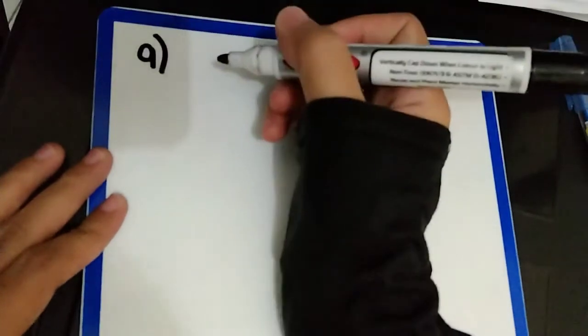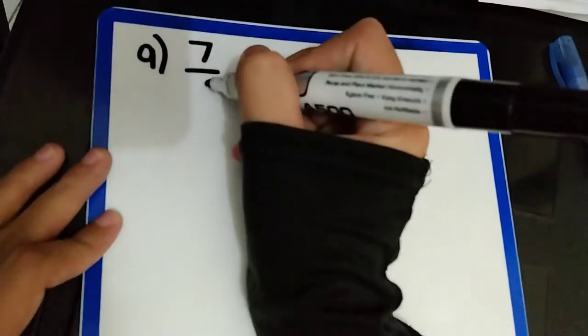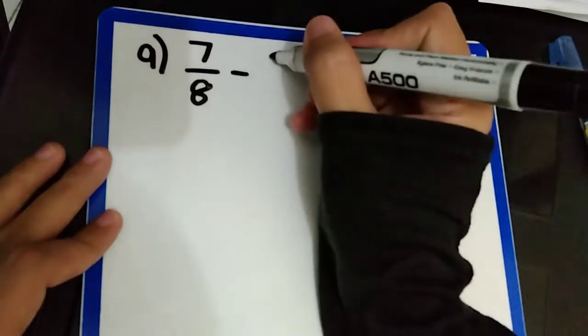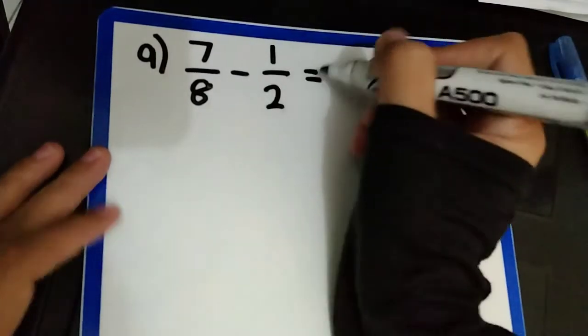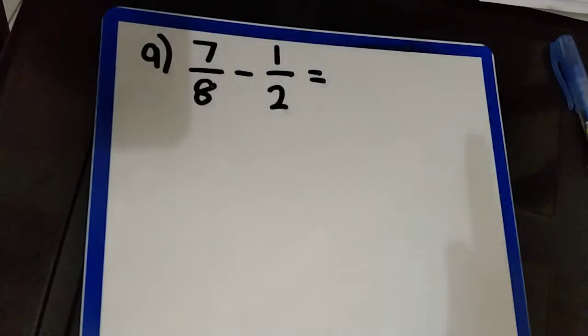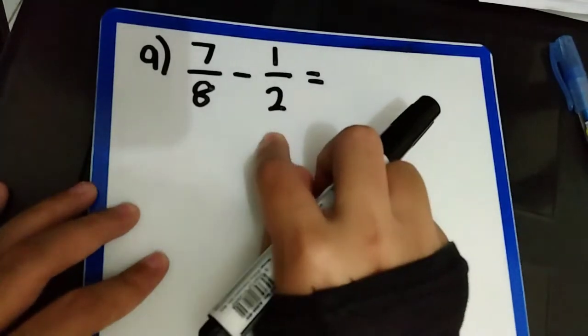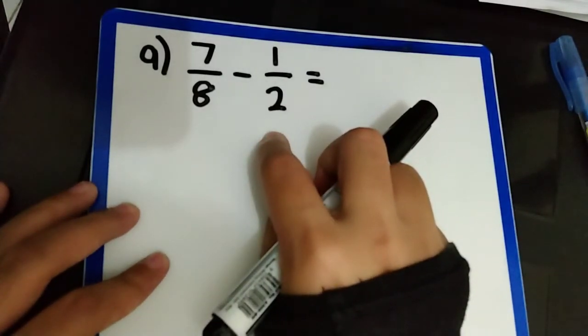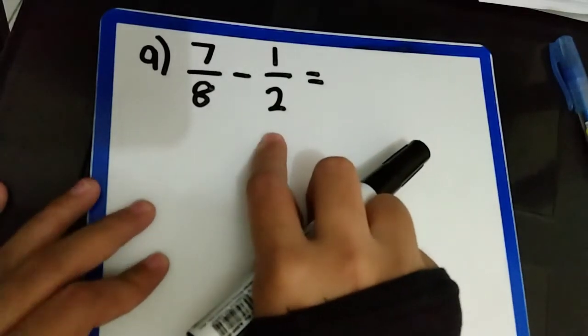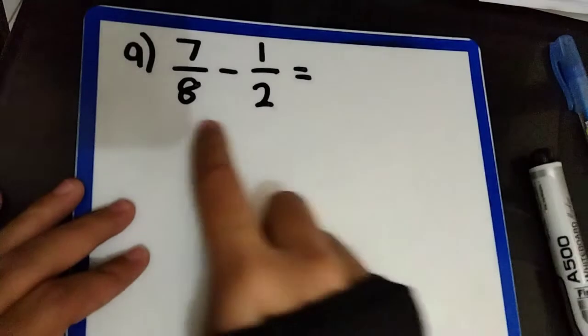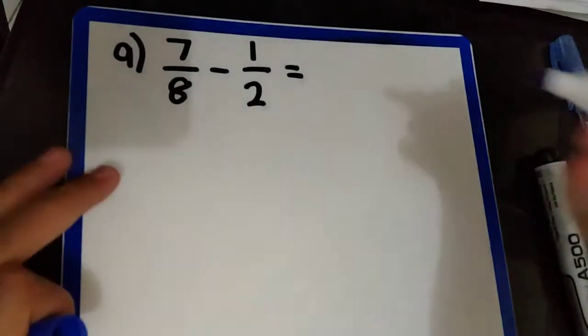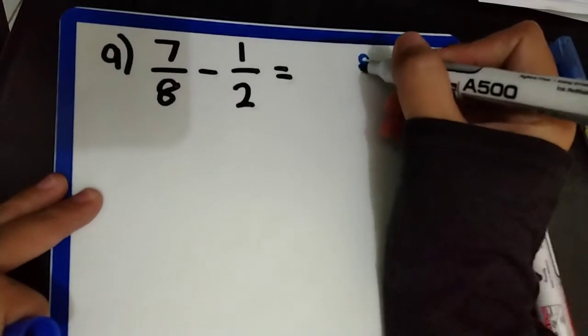Okay, so next we are going to learn subtraction of fractions with different denominators. For the first example, 7 over 8 minus 1 over 2 is equal to. For this question, look at the denominators 8 and 2. We are going to use the multiplication tables of 8 and 2 to make sure the denominators are the same. So how do we change the denominators into the same number?